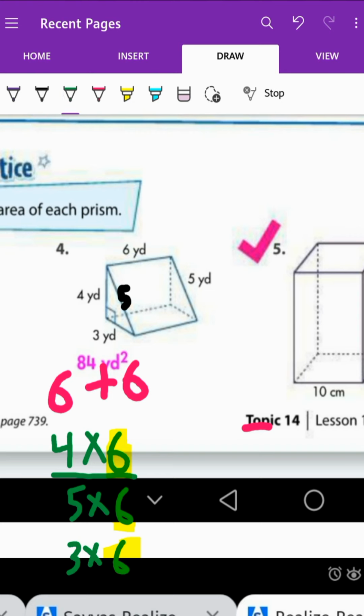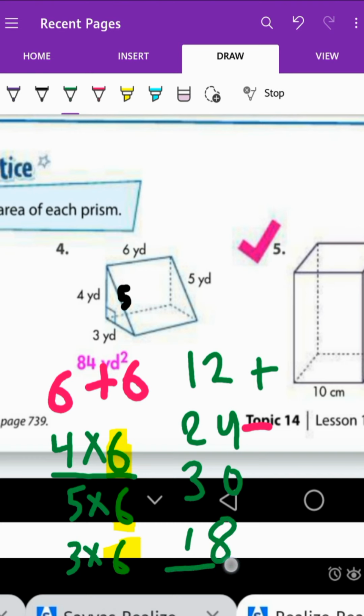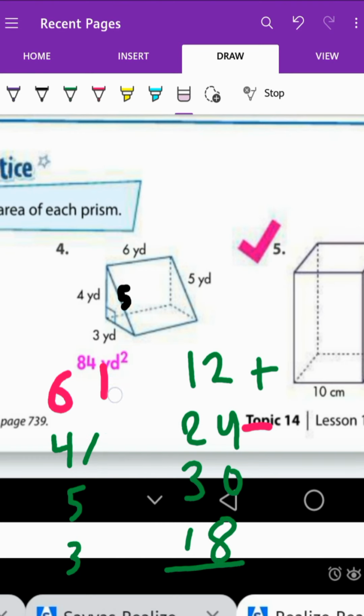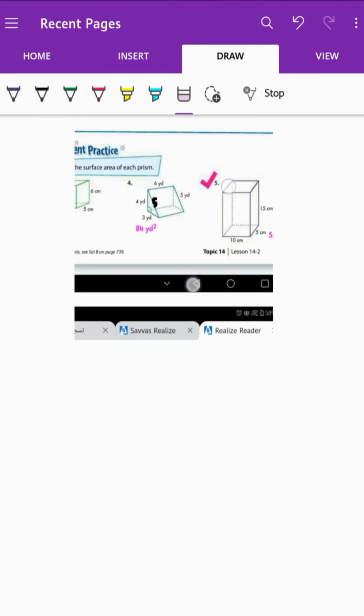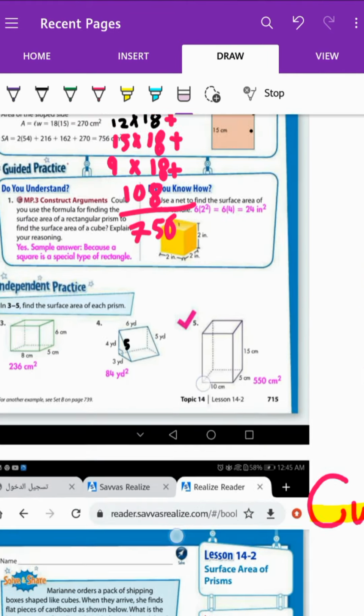Now do the sum calculation. 12 plus 24 plus 30 plus 18. Add them, you get 84. Okay, my dear students, is that clear? I hope so.